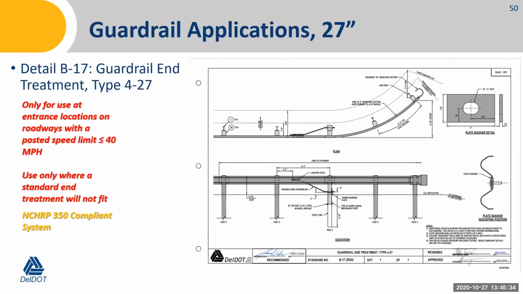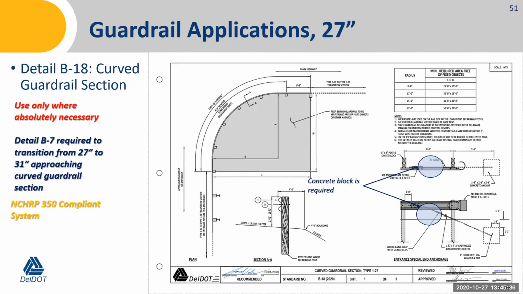Keep in mind that B17 here and B18 are all 27-inch high systems. They cannot be installed at 31. You will have to transition using detail B-7 from the 27-inch to the 31-inch. Take that into account when you're laying this out.